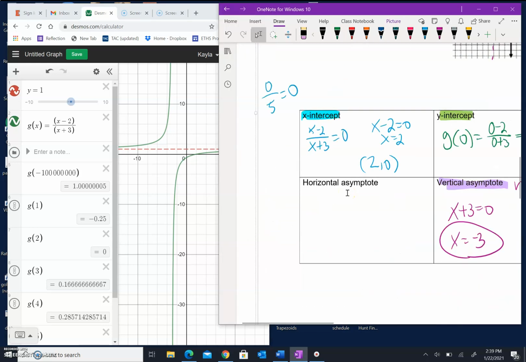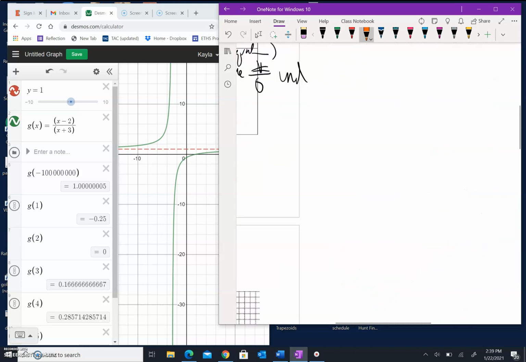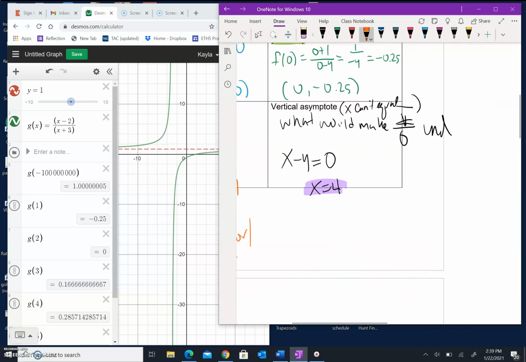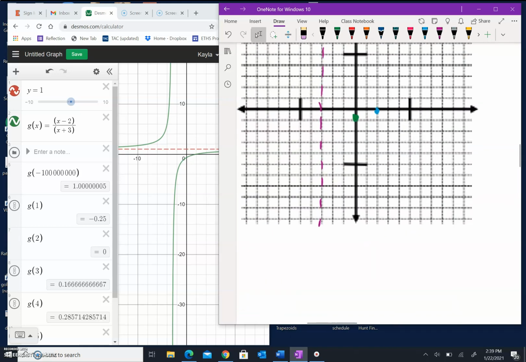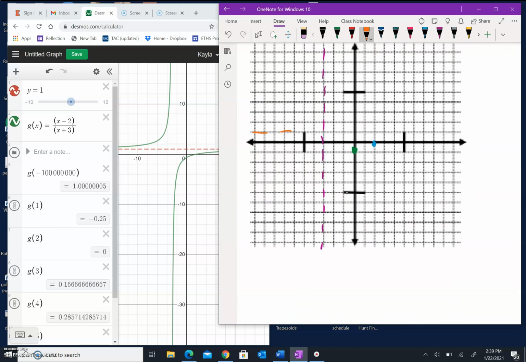So my horizontal asymptote is going to be y is equal to 1. And remember, that's looking at end behavior. So make a little reminder, it's your end behavior, and you're looking at how the graph is trending. I'm going to go ahead and put that in for y is equal to 1.